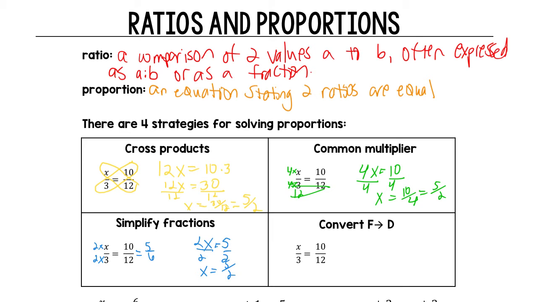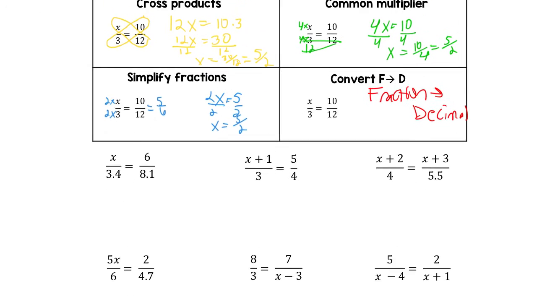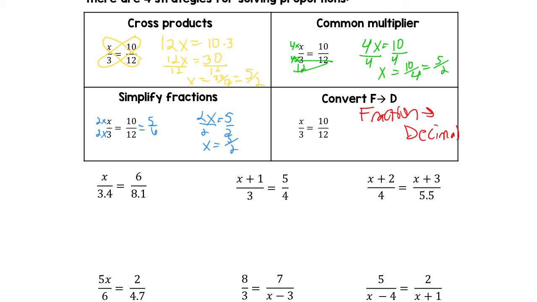Last method, I'm not even going to talk about because I don't want you to use it. F to D means fraction to decimal. There's lots of ways to get errors doing that, and you won't always have a calculator to be able to do this. So I want you to know how to do it without a calculator handy. Any of these three methods up here are ones that you could use to solve any of these problems.